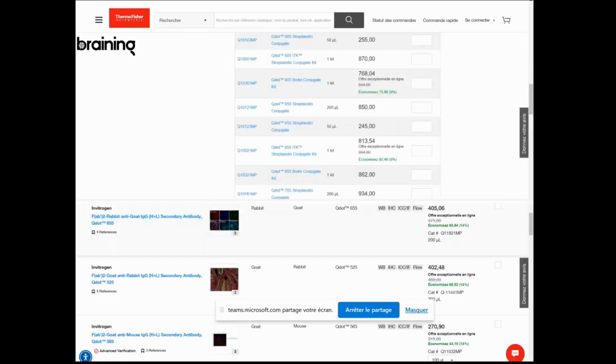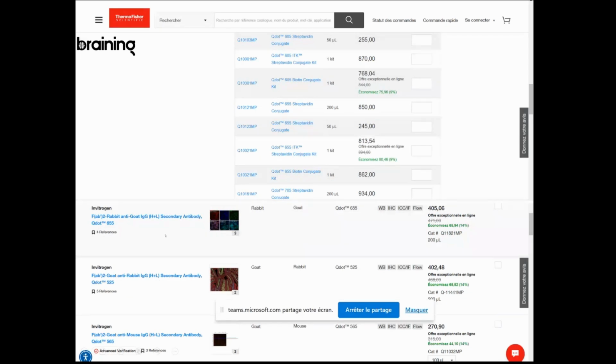So the quantum dots, you can find them at Thermo Fisher. They come in different flavors. We like to use 655 because they are brighter. And we are using them coupled to streptavidin, but also in some cases coupled directly to secondary antibodies. So you can find anti-goat, rabbit, mouse secondary antibodies.